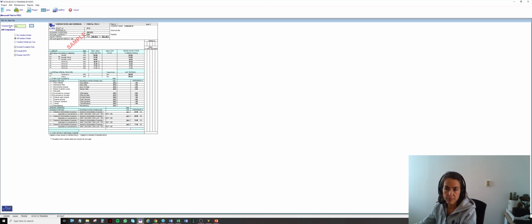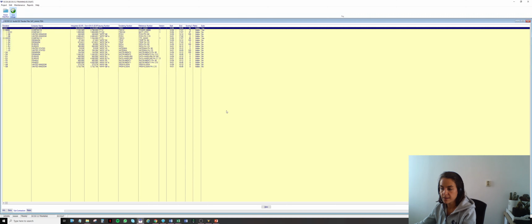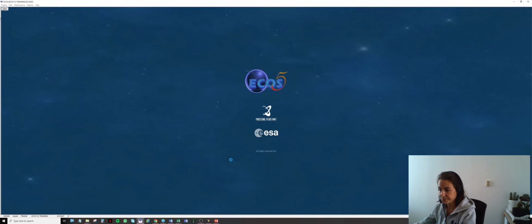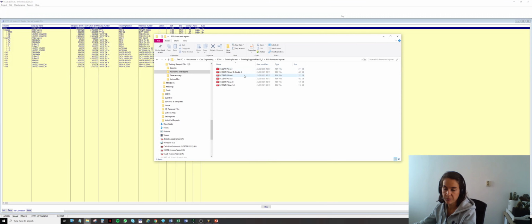So you see now we customized at the level we wanted. So we can choose to print the report. We can define the folder that we want to put our PSS in. But in my case, I've done it already because here I prepared in the training support files for you the PSS form and reports. So what we can do in order to go a bit faster on this section is to open them from my folder.